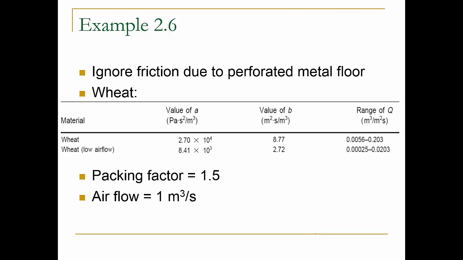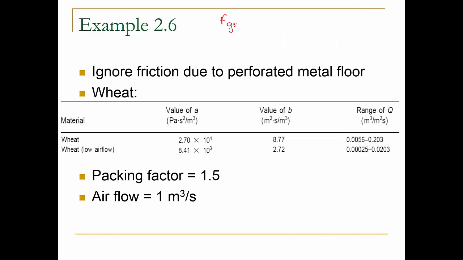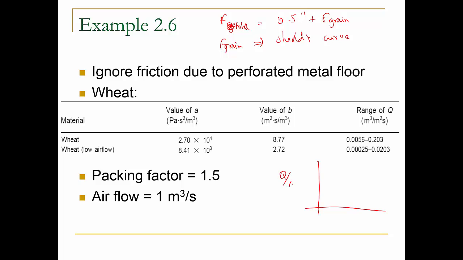Again, to summarize what we have learned so far is the system curve for the grain bin. The key thing is to determine the F of the grain. The F total is equal to half an inch plus the F of the grain. The F of the grain is determined using a Shed curve or the equation. The Shed curve is a flipped curve. The axes are flipped. They have Q over area, the CFM per feet square, on the y-axis, and the pressure drop per unit depth, or inches of water per feet of the grain, on the x-axis.